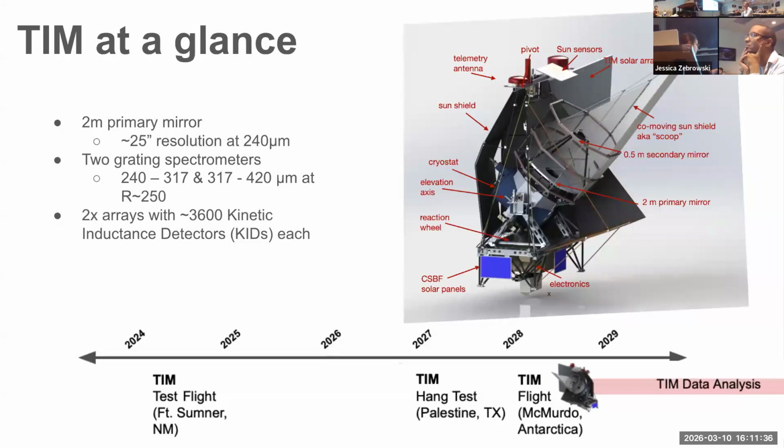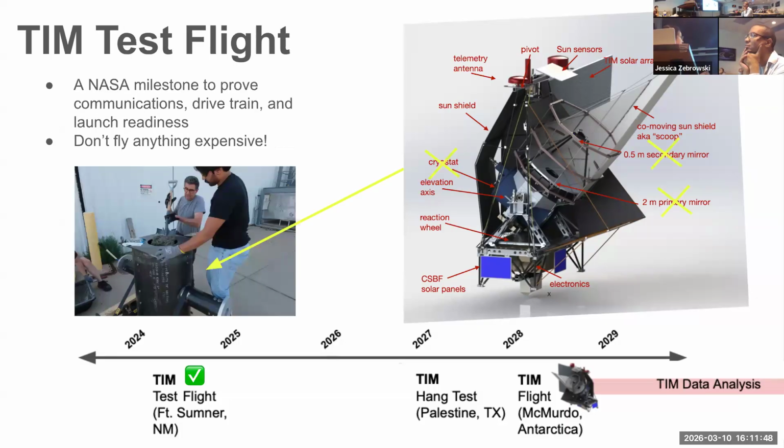So we had our test flight 2 summers ago in Fort Sumner. And then next summer, summer after this one, we'll have a hang test in Palestine and a flight from McMurdo, Antarctica right after that. So you might ask, what is a TIM test flight?